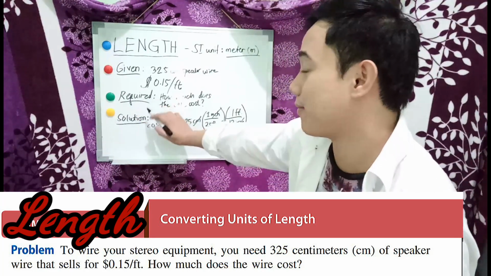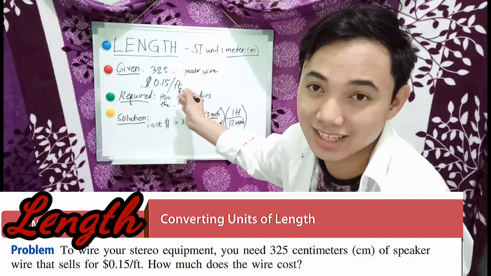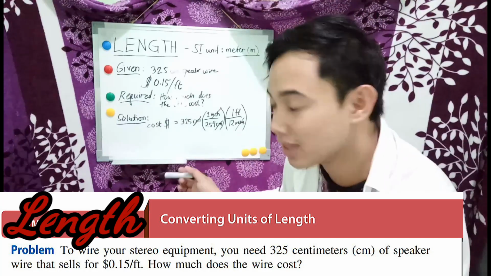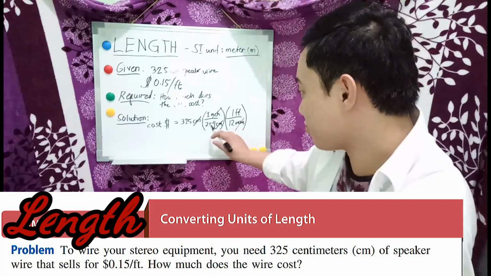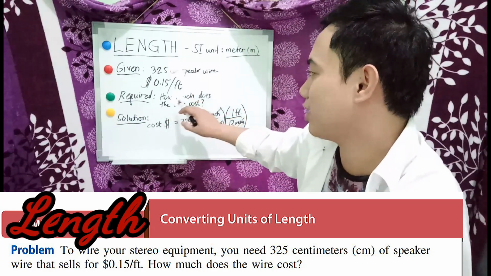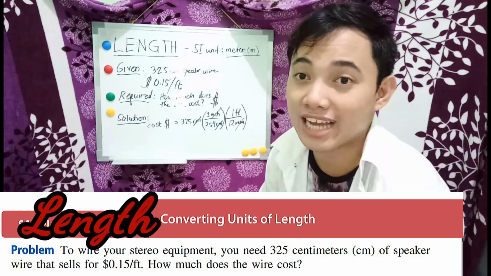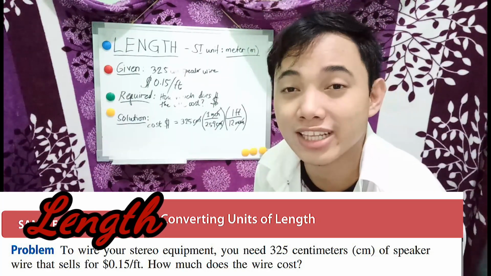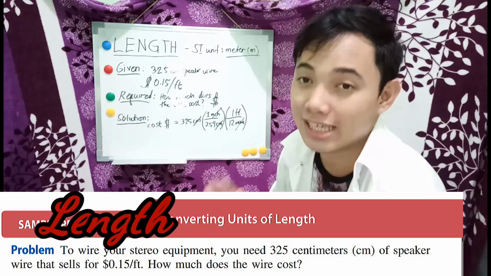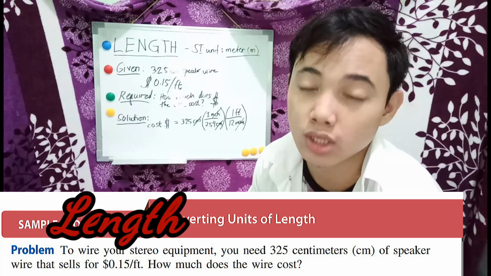Tapos, yung required dito sa problem is how much does the wire cost in feet per feet. So, dollars per feet or cost per feet or per foot. So, since feet na yung natitira, tapos yung required is how much does the wire cost, yung cost niya per feet. So, i-convert natin yung inch into feet per foot. Diba? So, in inches to foot, 12 inches is equivalent to 1 foot.